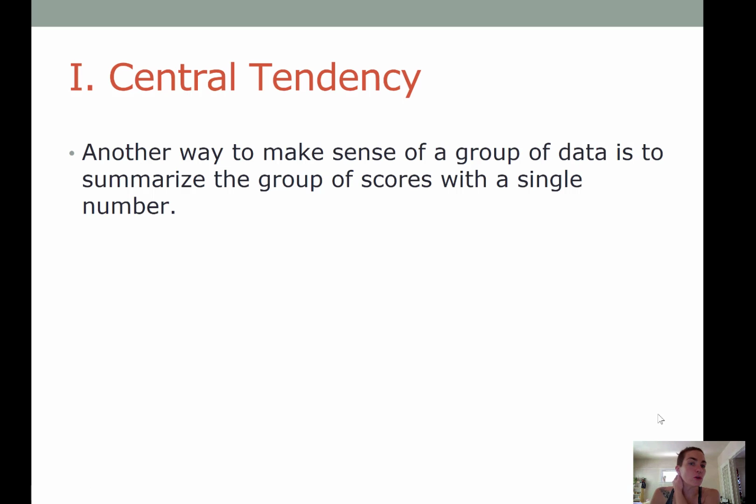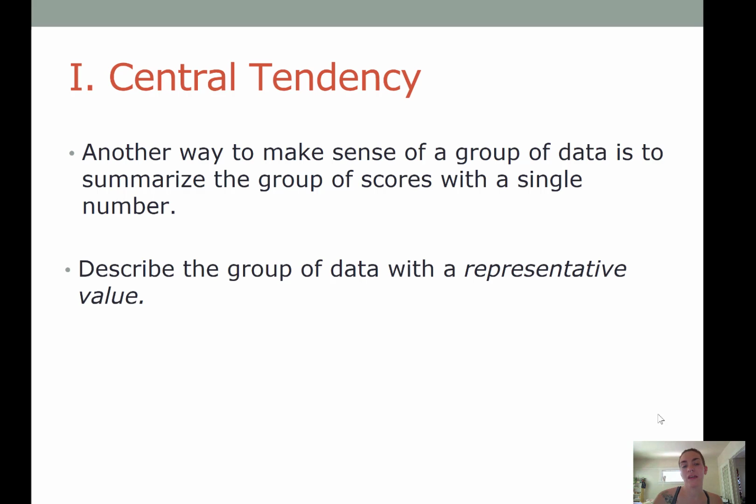So in general, central tendency is a way to make sense of a group of numbers. Once we have all that data in front of us, we have all of our sample scores, it's sometimes hard to make sense of it when you're just looking at a big jumble of numbers. So measures of central tendency allow us to summarize the numbers into a single score or a single number. This is important because it allows us to describe a whole set of data using a representative value.